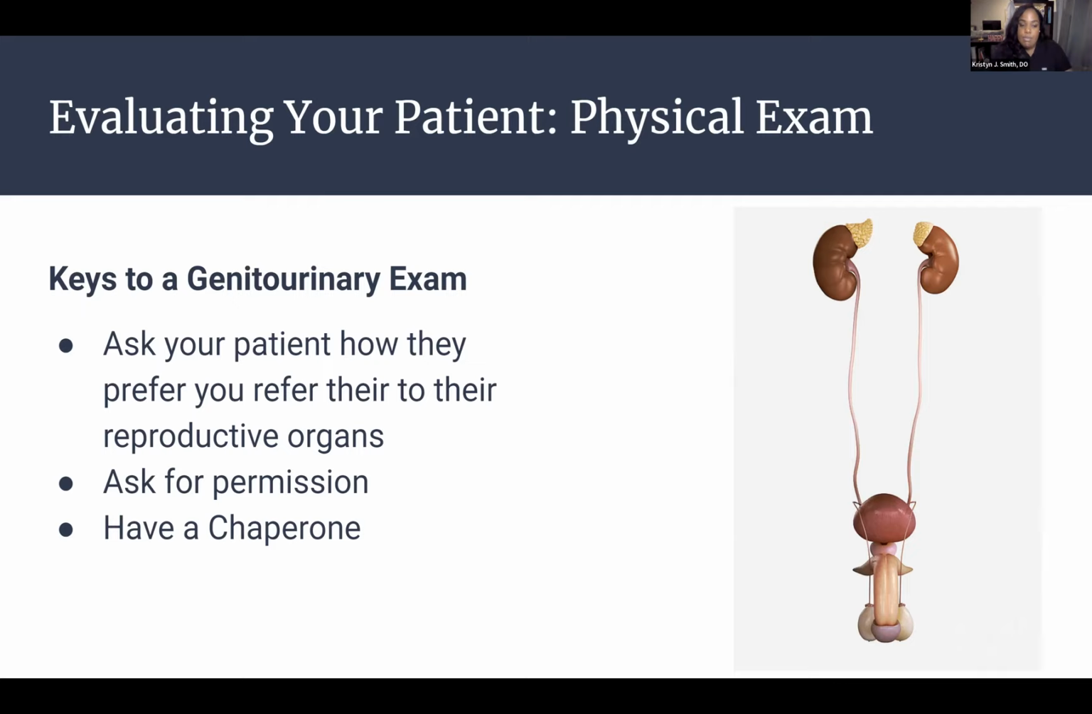And then lastly, you want to make sure that you have a chaperone. So whether getting one of your emergency technician colleagues or nursing colleagues into the room with you before you do the exam. And because you're a medical student, you want to make sure that you have your senior resident and your attending physician, or the attending physician, in the room with you as well.